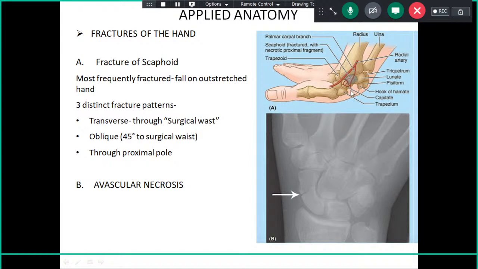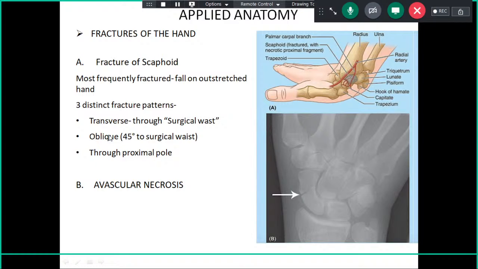All the branches which are given here, when there is a fracture, there is inadequate blood supply. This is the reason that the bone might go into avascular necrosis. There is inadequate supply.